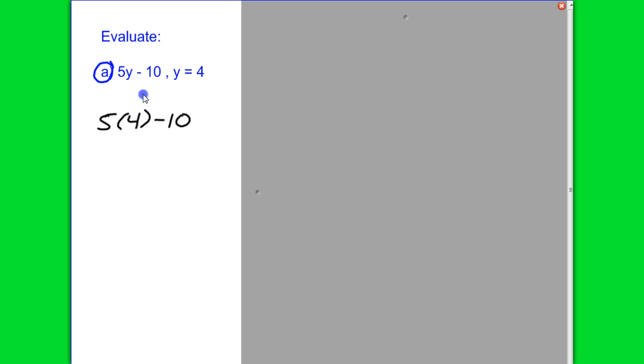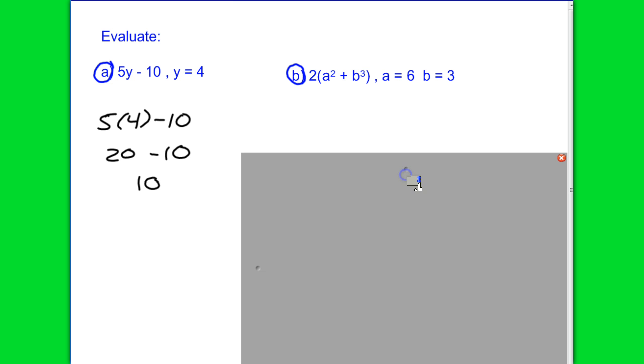We're not solving. Solving is what we do when there's an unknown. But look, there's no unknown. So we're simplifying this to the simplest form. Okay, so together 5 times 4 is? 20. So 20 minus 10 is? 10. And there you go. We have found the value. Evaluate. Found the value.